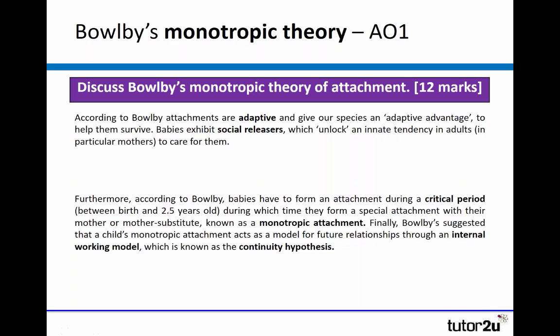Okay, according to Bowlby, babies have to form an attachment during a critical period, and that's between birth and 2.5 years old. Some books disagree, but you're safe going with 2.5 years old. And during that time, they form a special attachment with their mother or a mother substitute, which is known as a monotropic attachment. Okay, they form one special relationship.